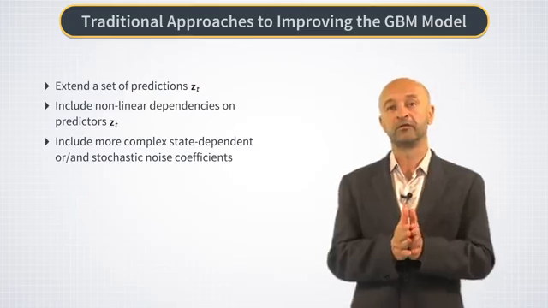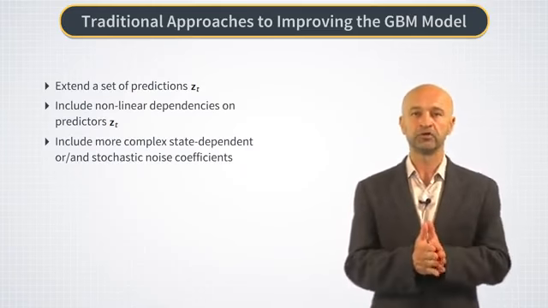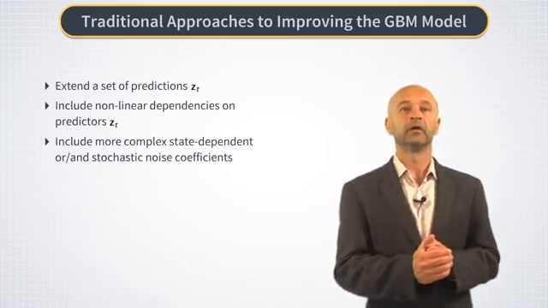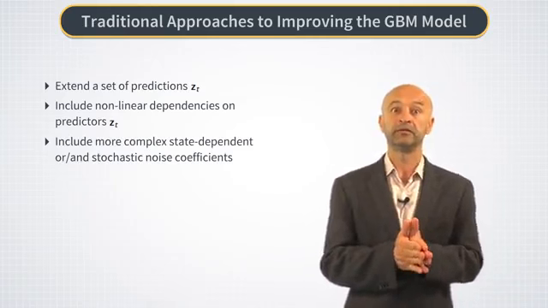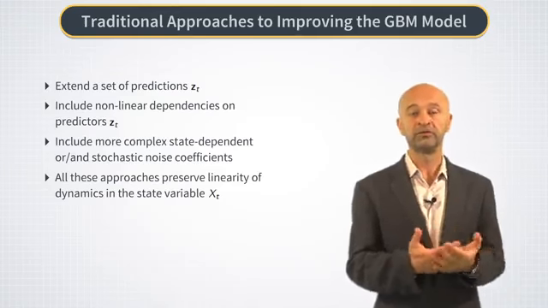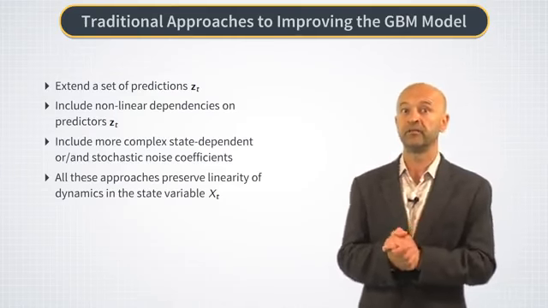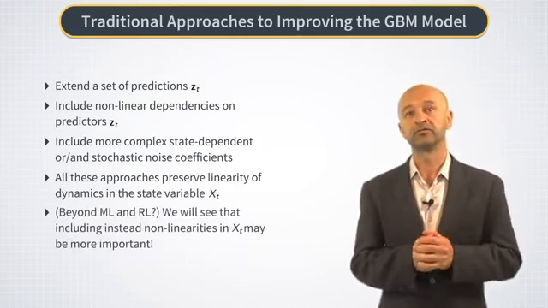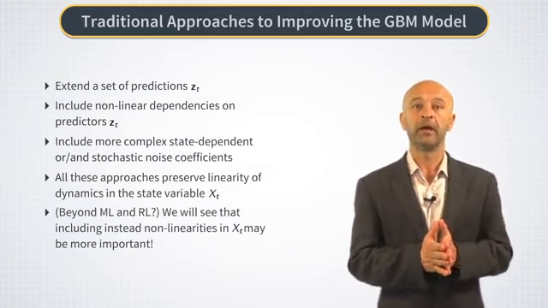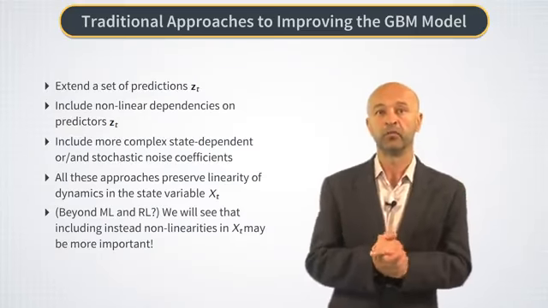With methods in this third class, the volatility or noise term can become a different function of the state x_t and might in addition become stochastic itself. And in this latter case, we obtain a stochastic volatility model. Now, the common theme between all these approaches is that they all preserve linearity of dynamics in the state variable x_t. But in fact, as we will see in the next lecture, including nonlinear effects in x_t may perhaps be more important than such linear modifications of the GBM model.